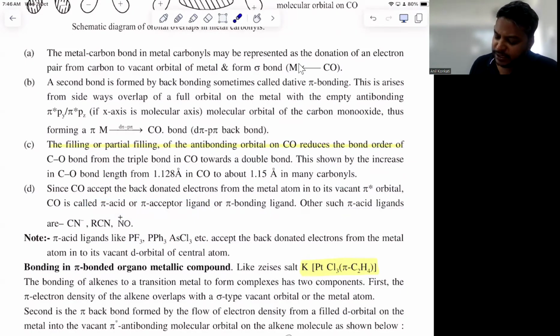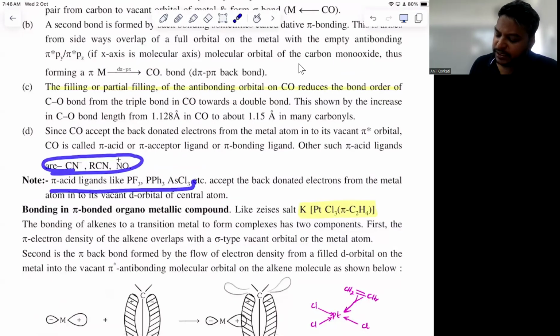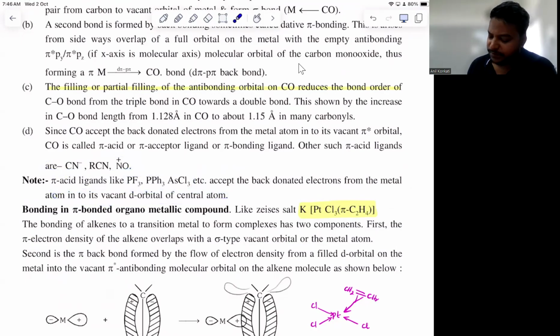Other such pi acids remaining are these. Pi acid ligands like these accept the back-bonded electrons into their vacant d orbitals.